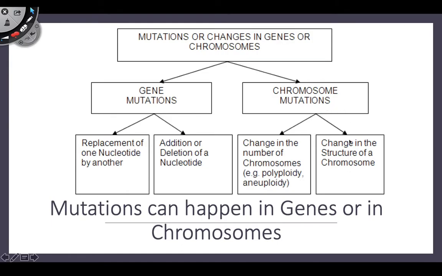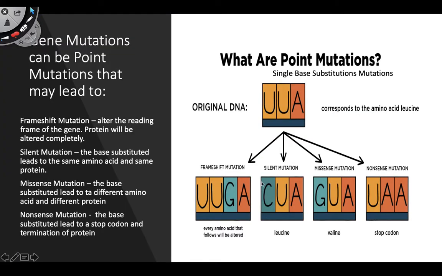Also, chromosome mutations can be due to a change in the structure of the chromosome. So once again, mutations can happen in genes, short segments of DNA, or the mutation can happen in the whole chromosome. So let's look at what point mutations are. Gene mutations can be point mutations, and then these point mutations can lead to other different types of mutations. So let's explore these for a second.